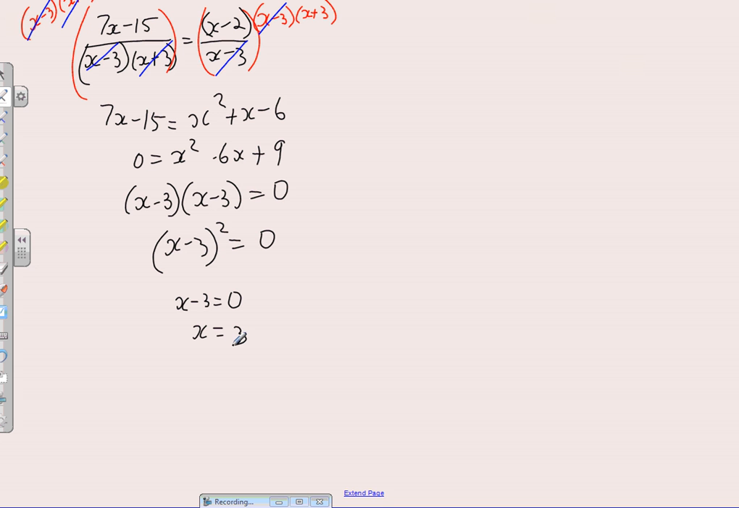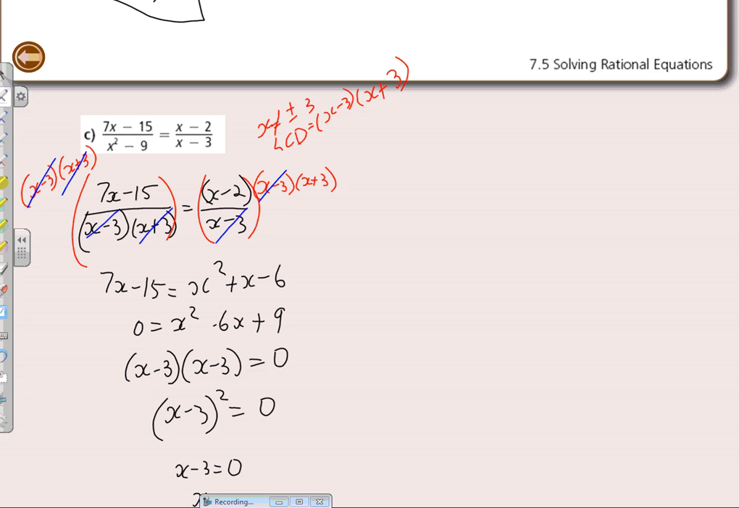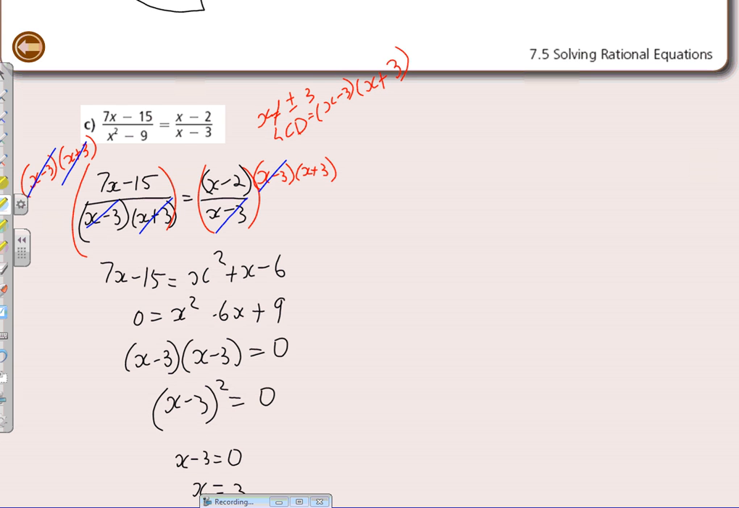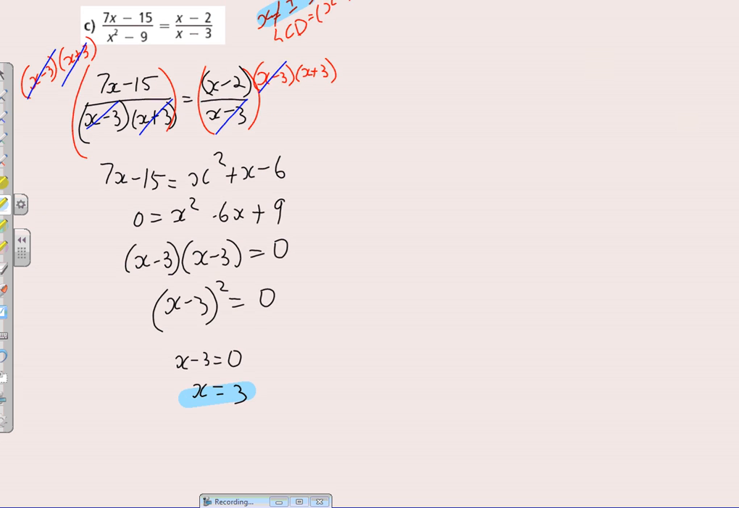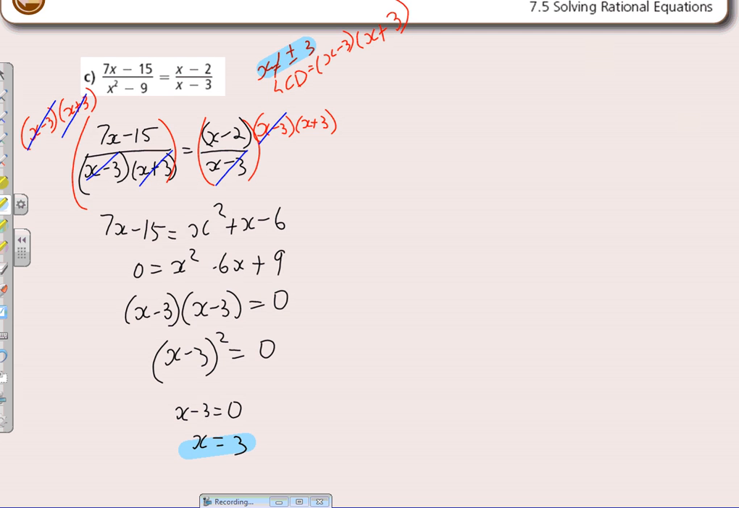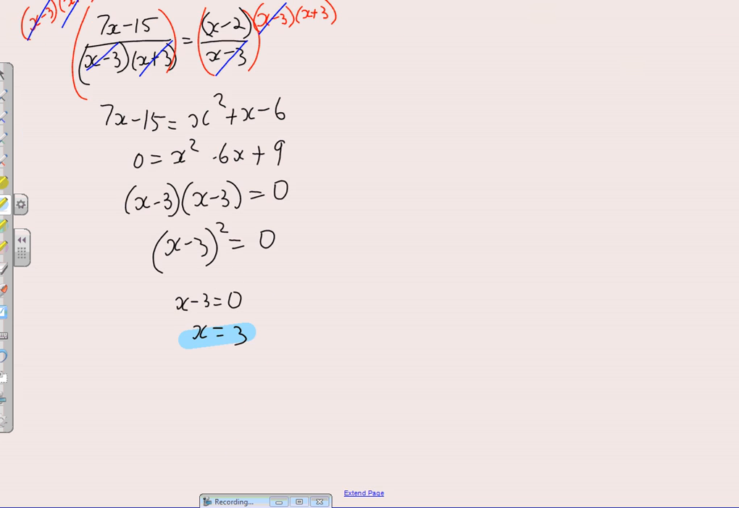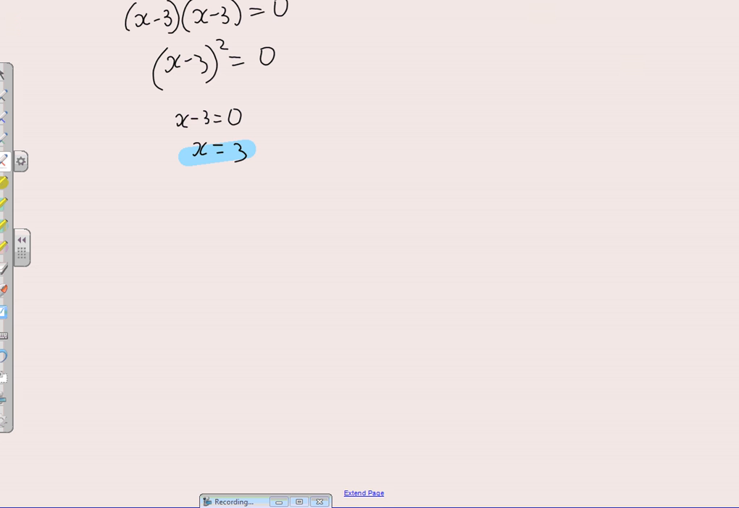But whoa, wait a minute. You said right up here at the top that x couldn't be positive or negative 3. And then now I'm saying x is equal to 3. If the NPV and the solution are the same, there is no solution. That's why you have to write the NPVs down. So there's no solution. Next to that, no solution since the answer is one of the NPVs.